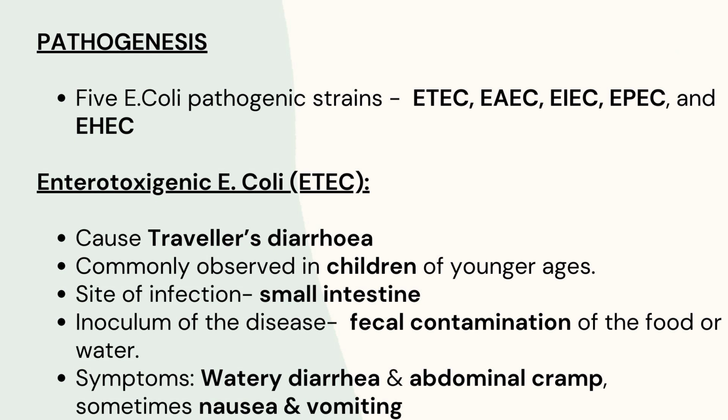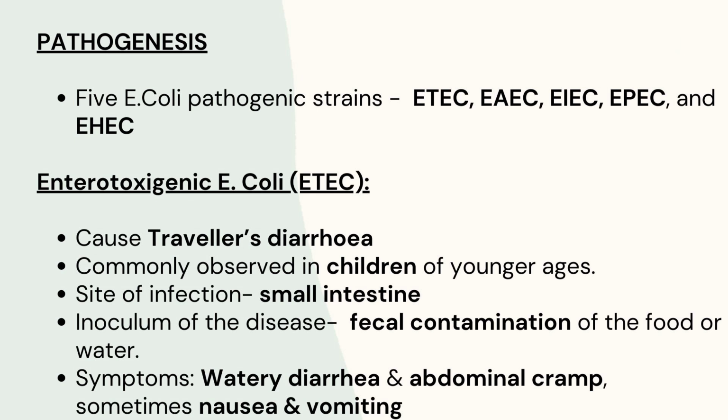Pathogenesis. The 5 E. coli pathogenic strains that cause intestinal infections or gastroenteritis that leads to diarrhea are enterotoxigenic E. coli, enteroaggregative E. coli, enteroinvasive E. coli, enteropathogenic E. coli, and enterohemorrhagic E. coli. Enterotoxigenic E. coli. It causes travelers' diarrhea.